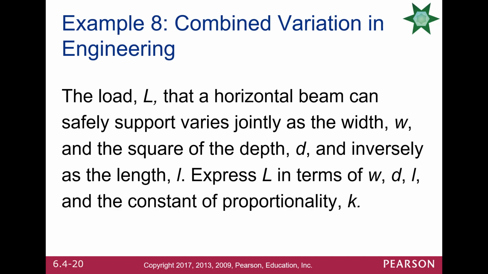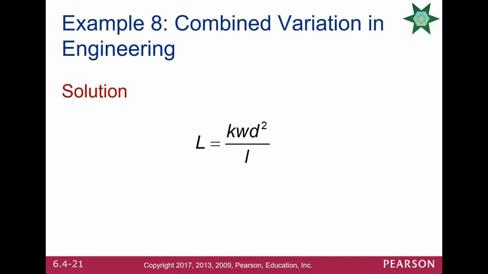I have old beams in my kitchen. We'd have to be careful. It's an open kitchen concept, but if there were a floor above there, we would have to be cognizant of the weight because the beam can support that weight based on its length, width, and depth. So this particular ratio here is L equals K W D squared over I.